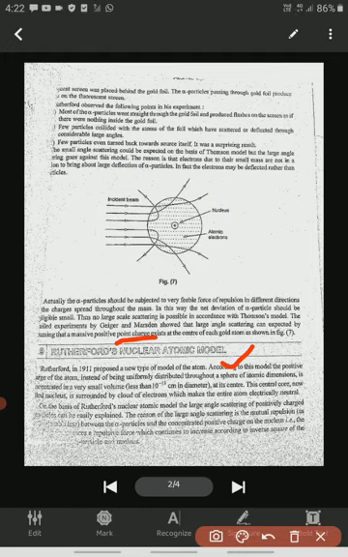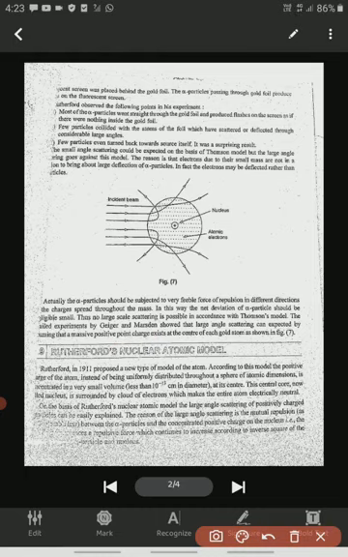Due to the massive positive charge concentrated at the center of the atom, the nucleus, these alpha particles are deflected with a large angle. This is the main explanation of the Rutherford alpha particle scattering. Next we will see the Rutherford atomic model.